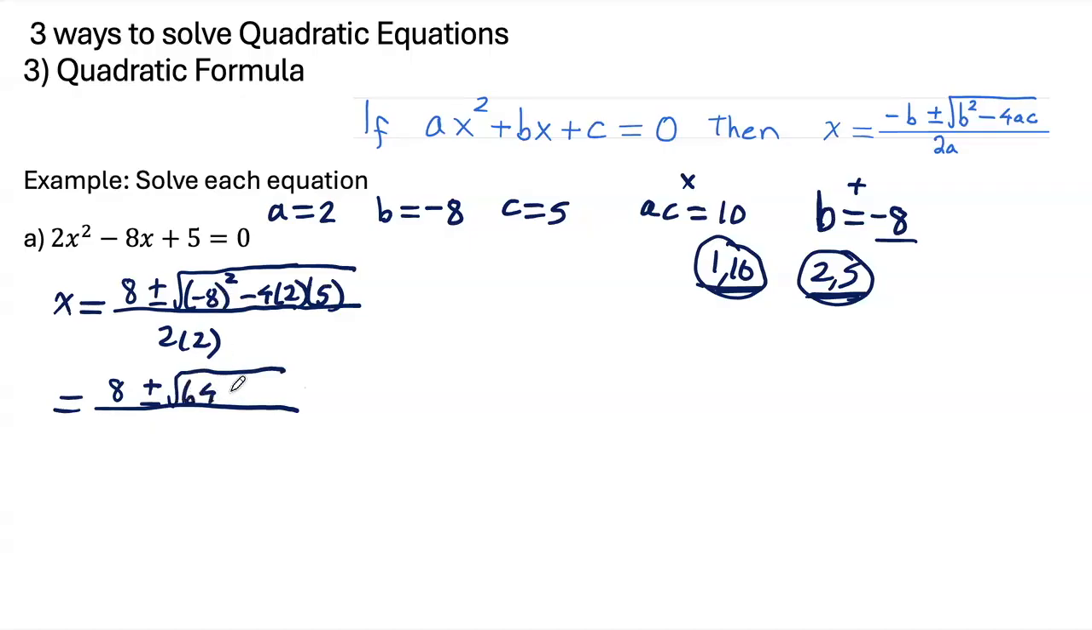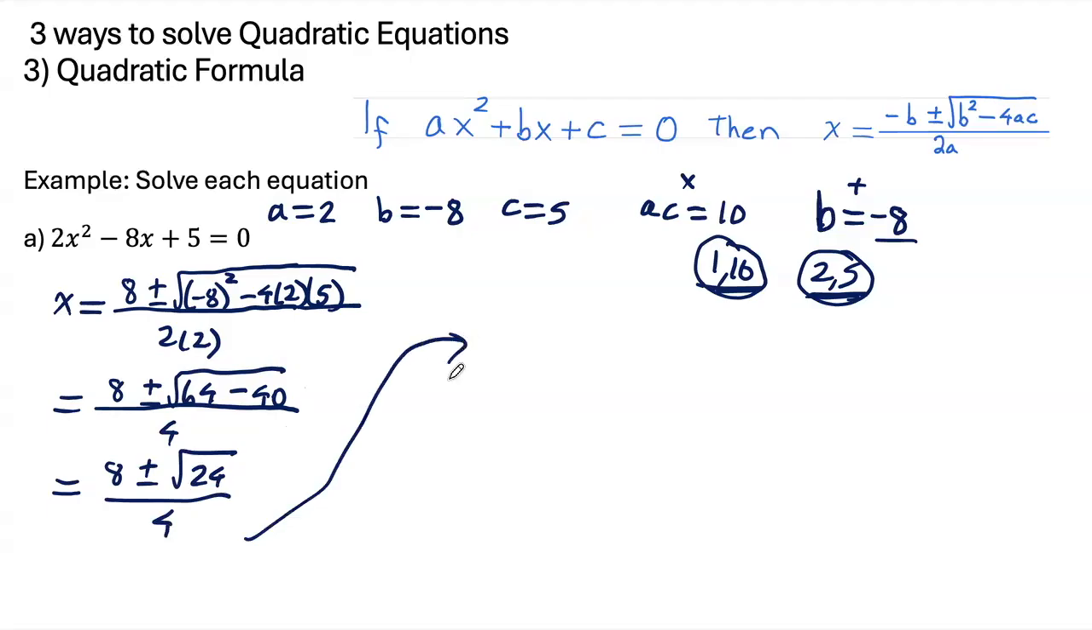64 minus 40. Okay, you got to multiply these three numbers. 4 times 2 times 5, that's 40, and you have a minus 40 all over 4. 8 plus or minus the square root of 24 all over 4. It's not over though. Let's simplify it more.